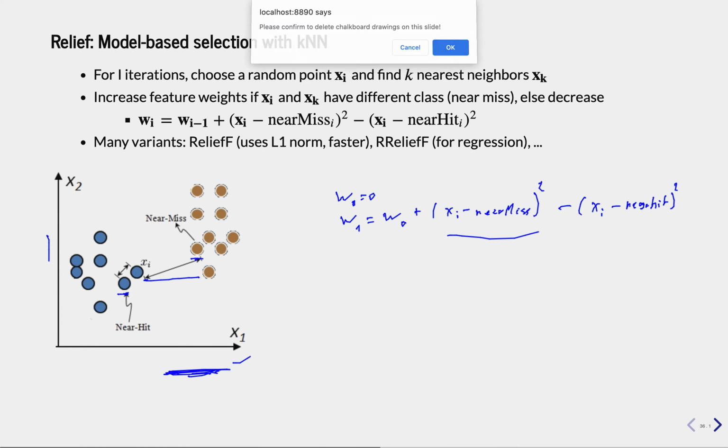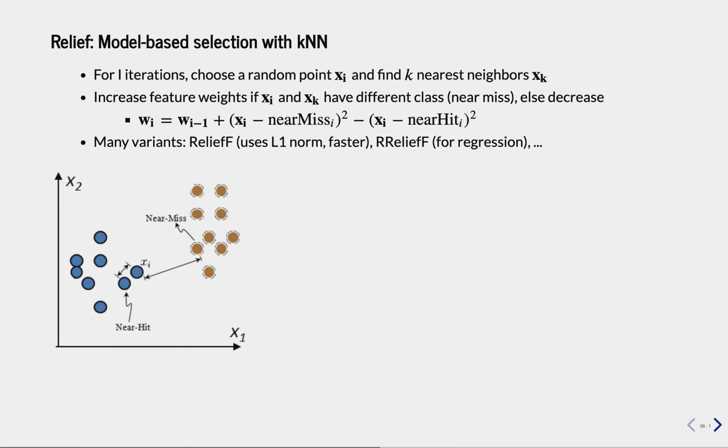There are a lot of variants of this technique. One of the most well-known ones is ReliefF. And that's just a faster version, so it uses the L1 norm instead of the L2 norm. It has some other improvements as well. And there's RReliefF, that's for regression.